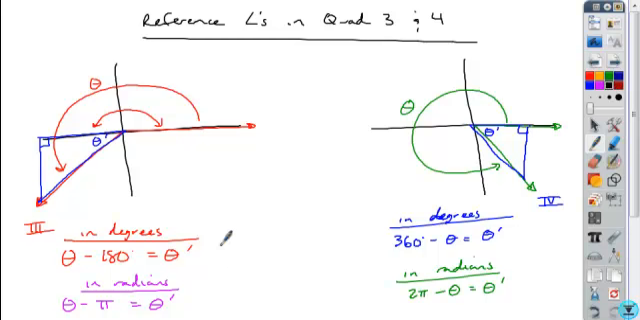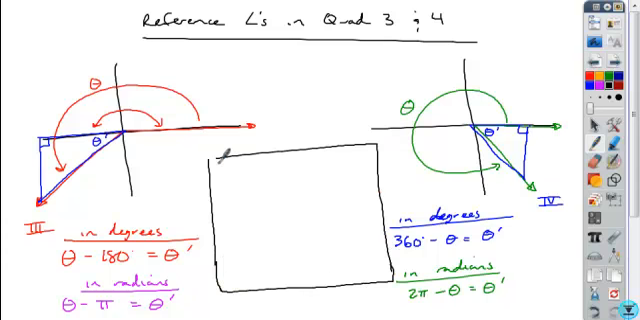All right, I'm going to give you a couple of angle measures. Find your reference angle for these two angles. Find it for 5 pi over 3 and for the second one.